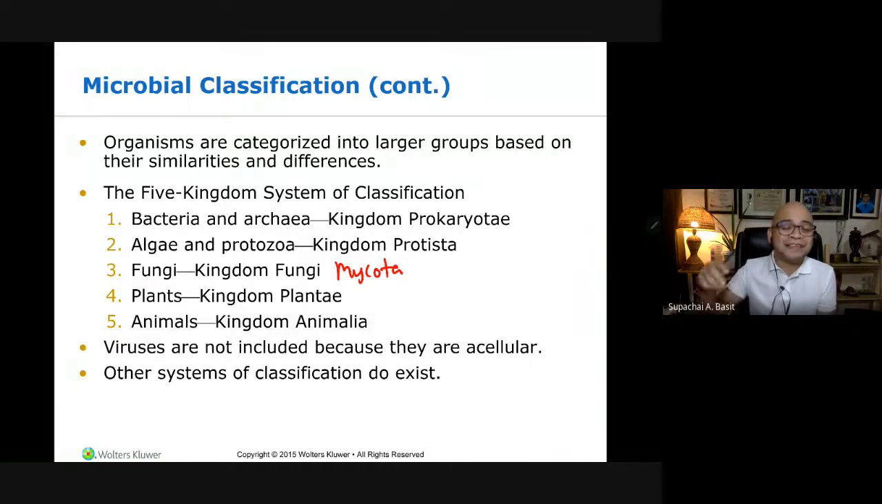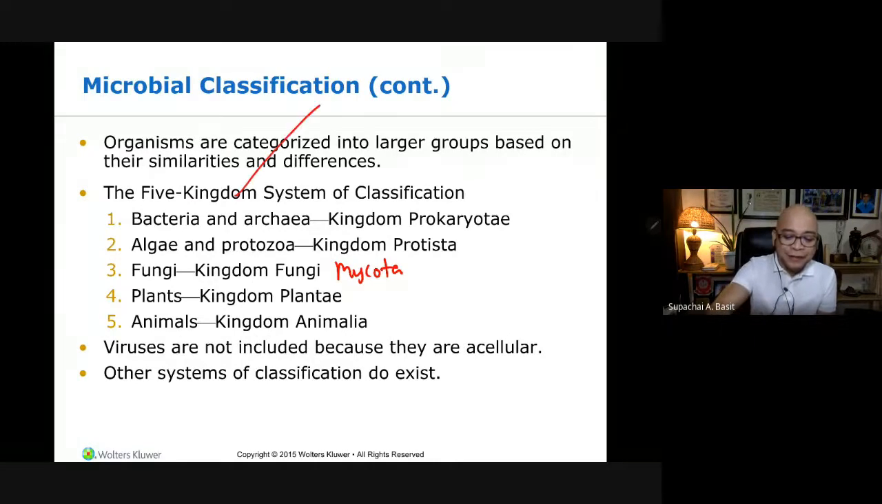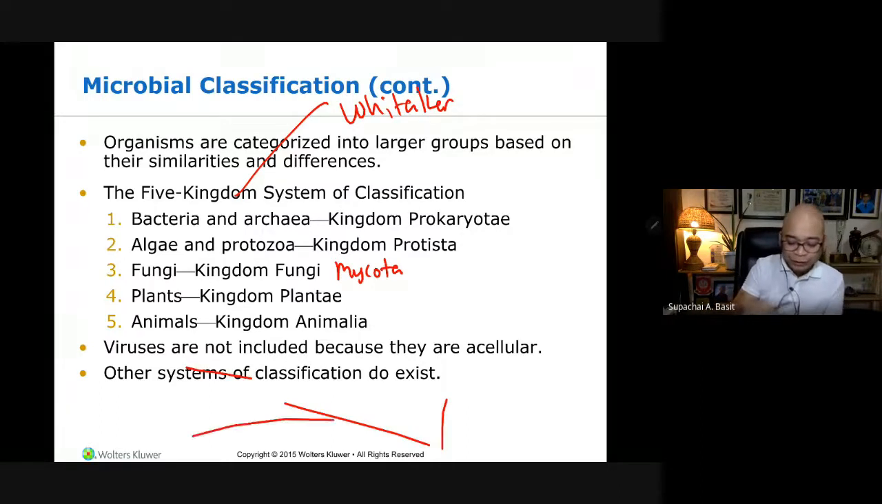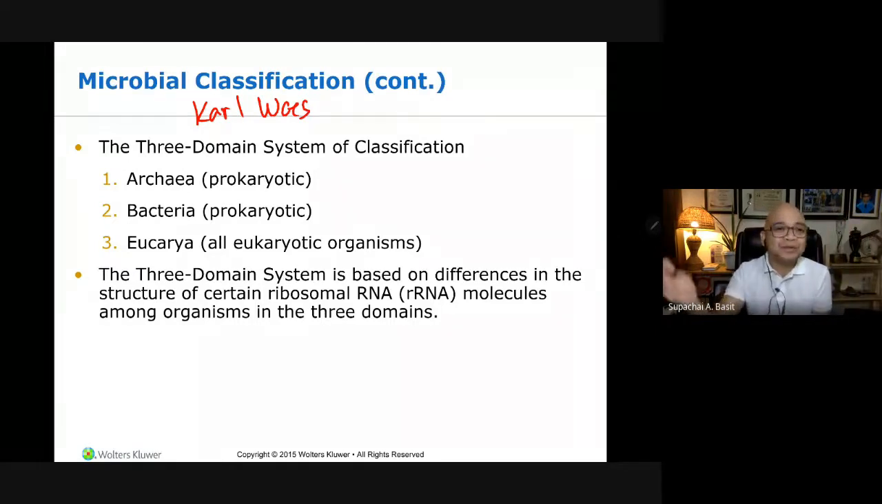So other systems of classification do exist. For example, the five kingdom classification was actually proposed by Whittaker. But Carl Woese actually proposed the three domain system. So we have the archaebacteria, we have the bacteria, and we have the eukarya. All eukaryotic organisms belong to the eukarya. True bacteria belong to bacteria, while the archaebacteria, although prokaryotic, have a separate domain.